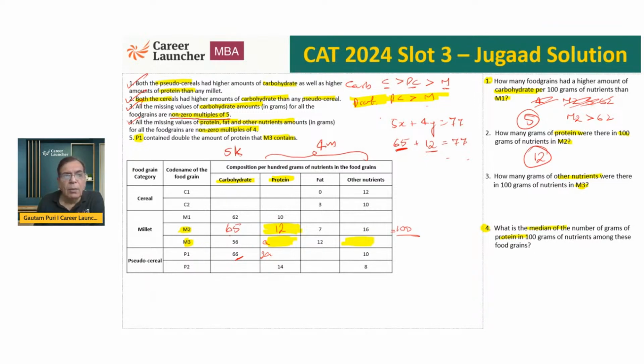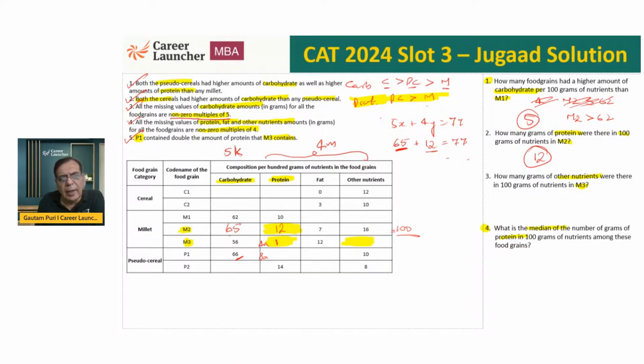Now, again, if I look at this part, this ratio is there, A and 2 it is given. The 5th statement said P1 contained double the amount of protein as compared to M3. Let us look at only M3 first. A has to be a multiple of 4. Let me write this in a different way. This has to be 4A and this has to be 8A, because as per this, P1 contained double the amount of protein.